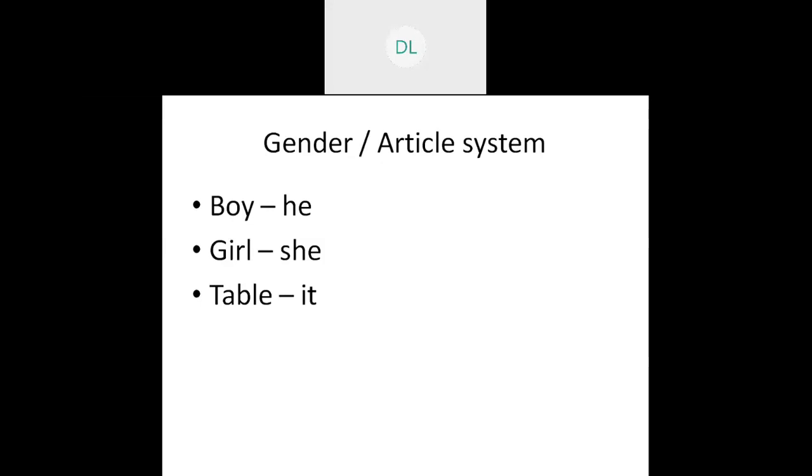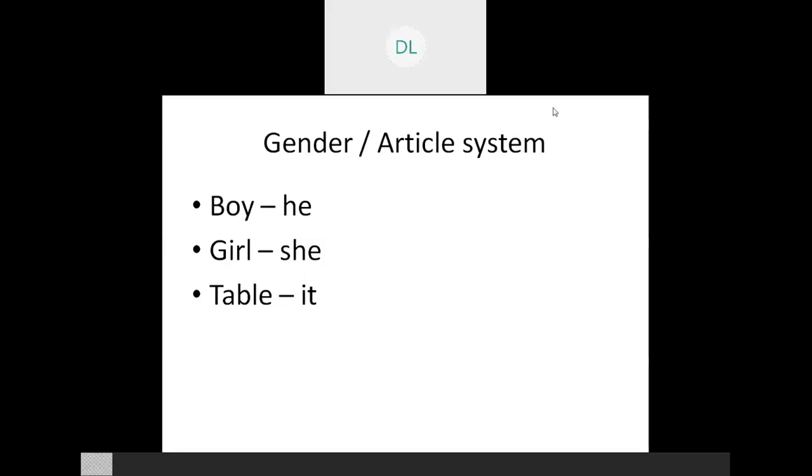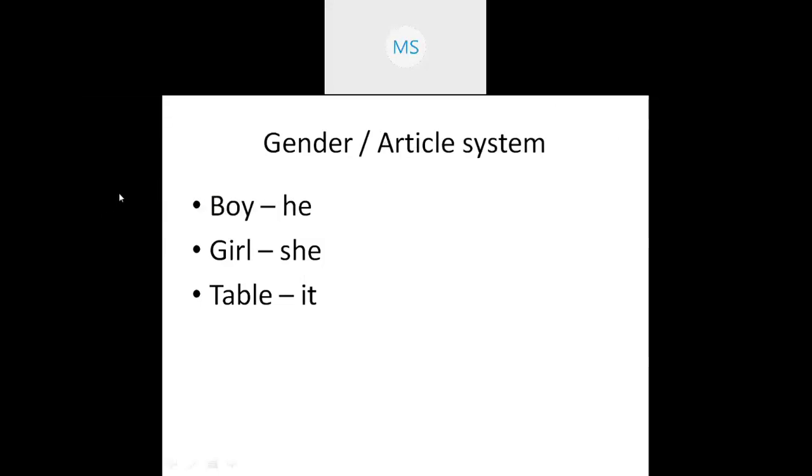Now my question is: can I use this it for boy or girl? Can I use this he or she for table? I repeat the question. Can I use it for boy or girl? Can I use he or she for the table? No, I cannot use it. No, I cannot use it.